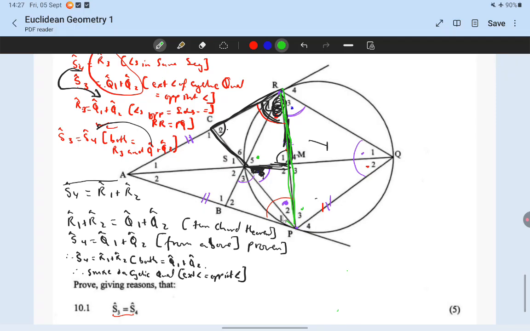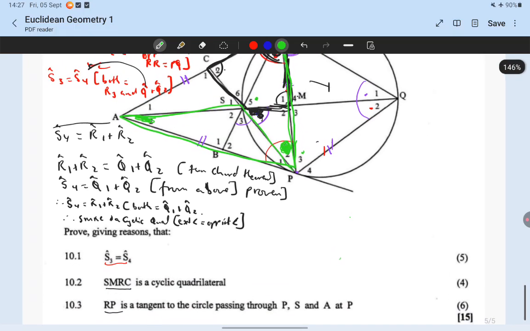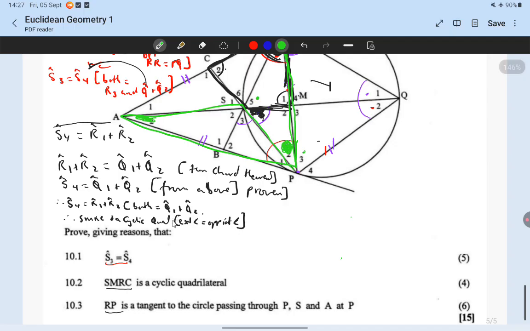So P, S, A. So if you're trying to prove that a line is a tangent to a circle through 3 points, all you have to do is prove that this angle that is formed here must be equivalent to this angle that is formed at the alternate side. So I'm giving you the work to try to prove that our P2 is equivalent to A1.